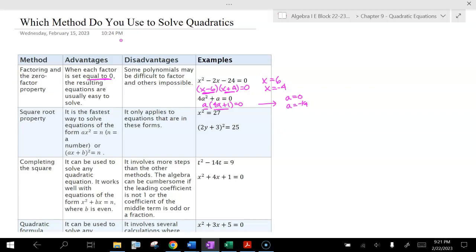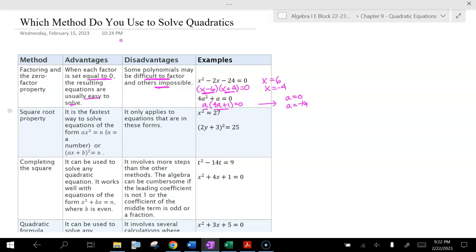One of the advantages of the factoring method is that it's really easy to solve. It can be pretty quick to factor. You do have to have your equation set to 0 before you can factor, because it relies on the zero product rule. The disadvantage is that sometimes it can be difficult to factor a polynomial that's given to you, and sometimes you've got things that are not factorable. We've seen those before, where they're prime. So factoring is not always an option.